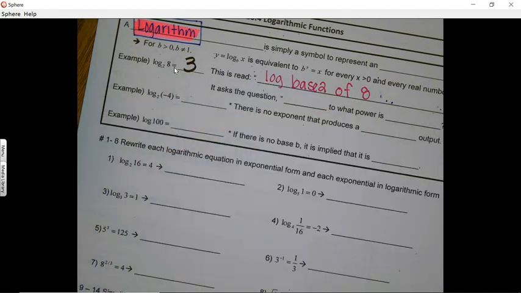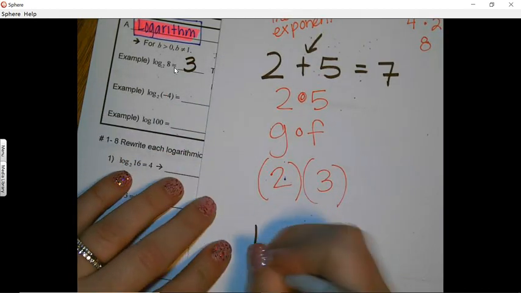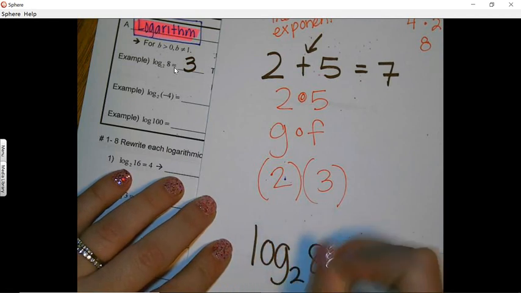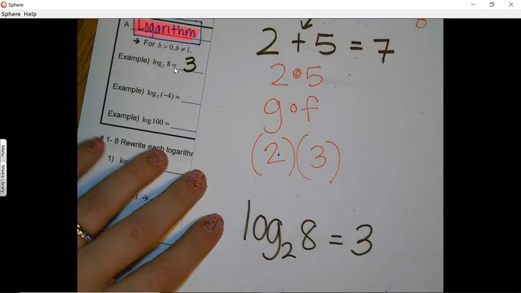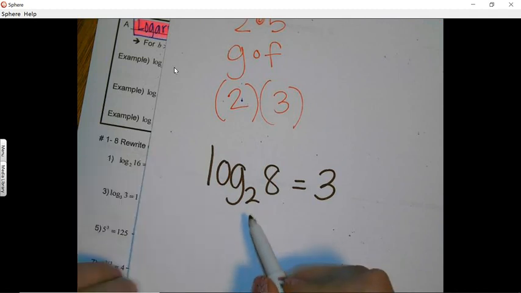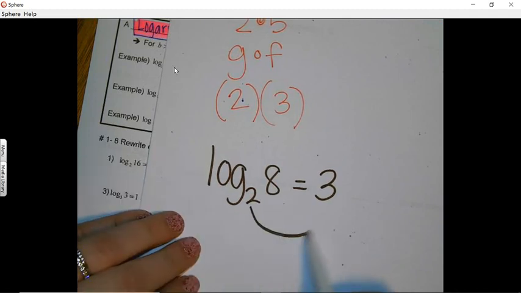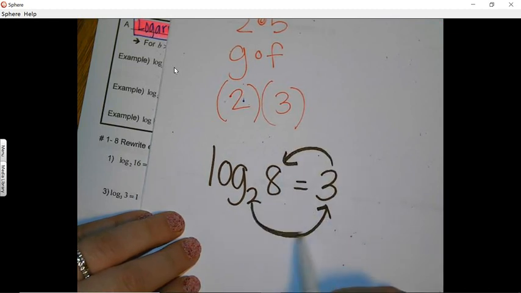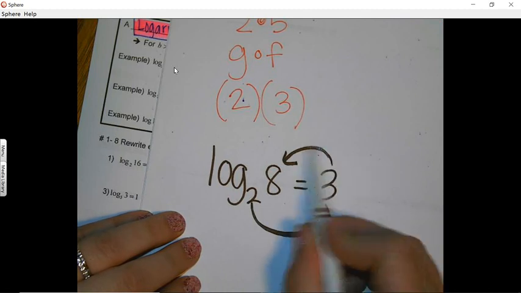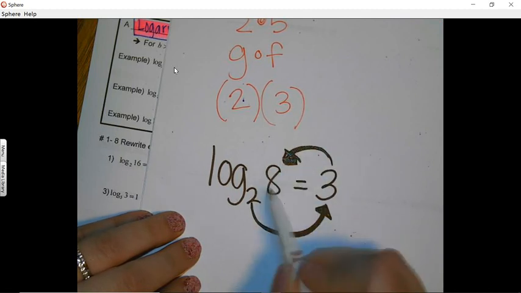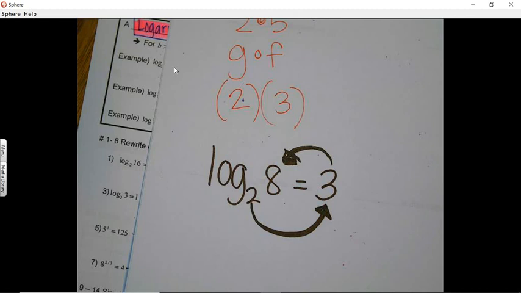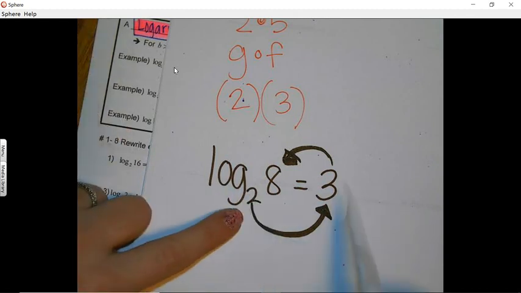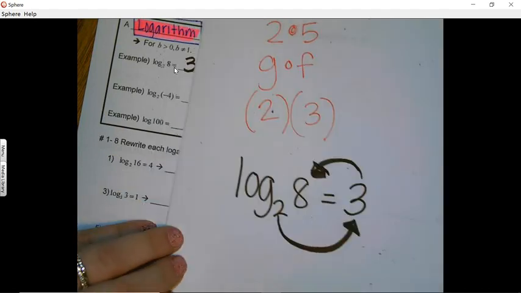I call this the circle. So if I had log base 2 of 8, and the answer is 3, if I make it a circle, so if I go here to here to here, 2 to the 3rd power should equal this number here. Again, it might be weird to you if you've never seen this before, but that is what it's saying.